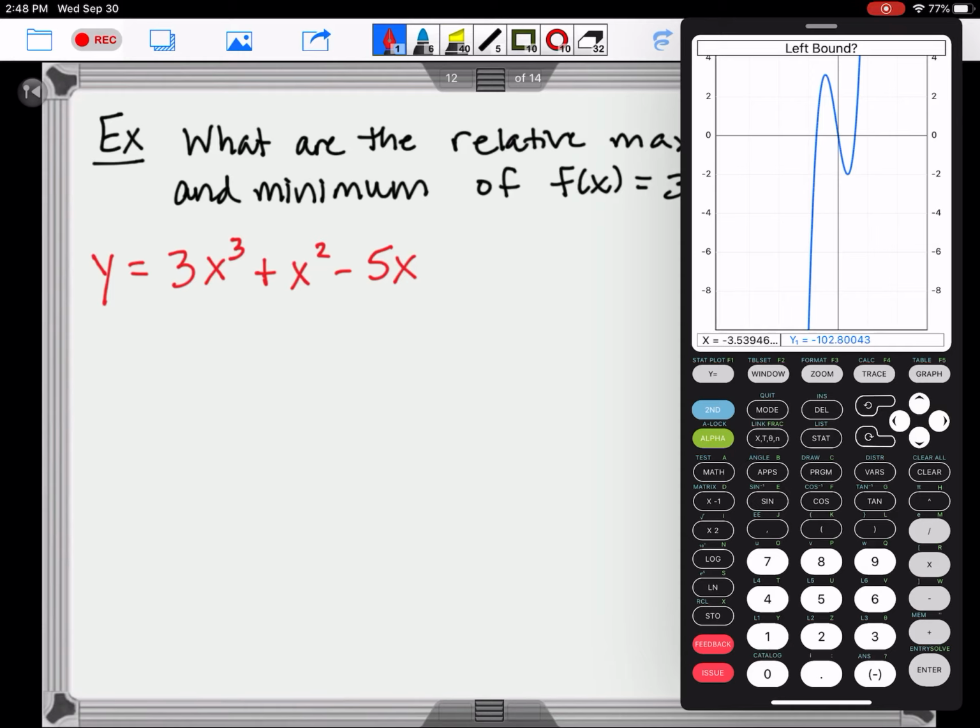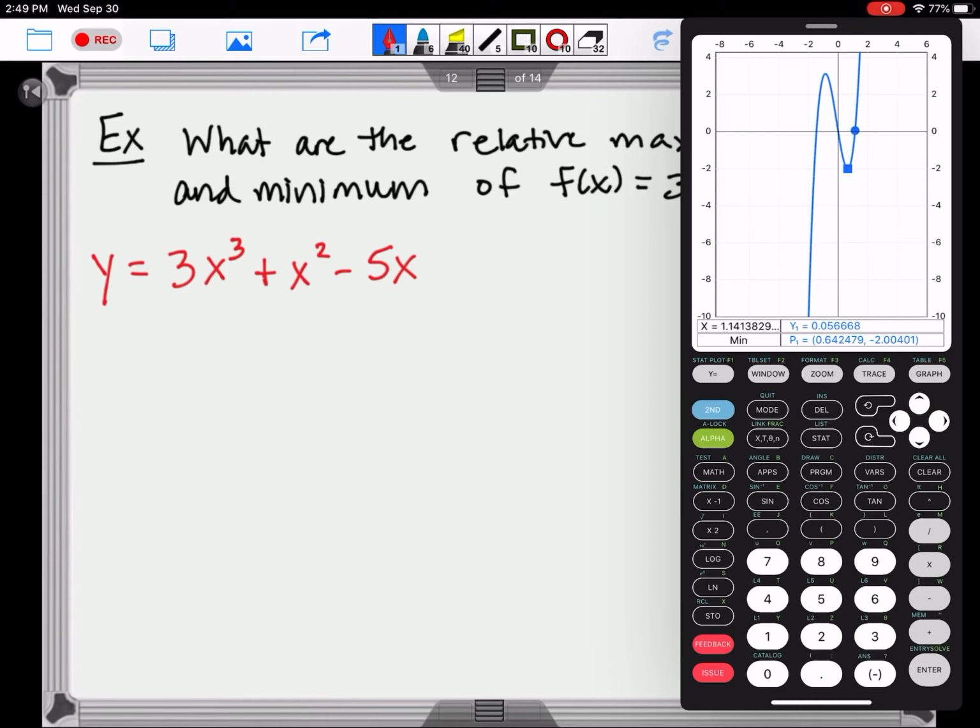So you'll notice that you want to get, for the minimum, a left bound, and you'll push enter. You just need to get to the left of that minimum. Then a right bound, get to the right of the minimum, and notice it tells you what that minimum is. A lot of times you've got to go back for a guess and then push enter.